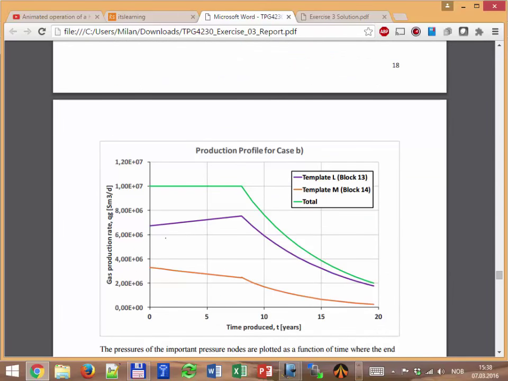Okay, and in the other case, by contrast, you see that template L all the time increases, and template M decreases all the time. Okay, and that's because you're updating depending on the open choke run. You're all the time updating and producing more from L and less from M.